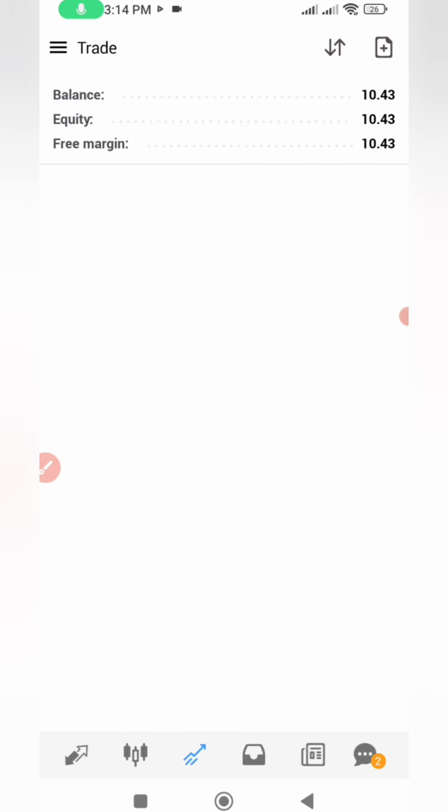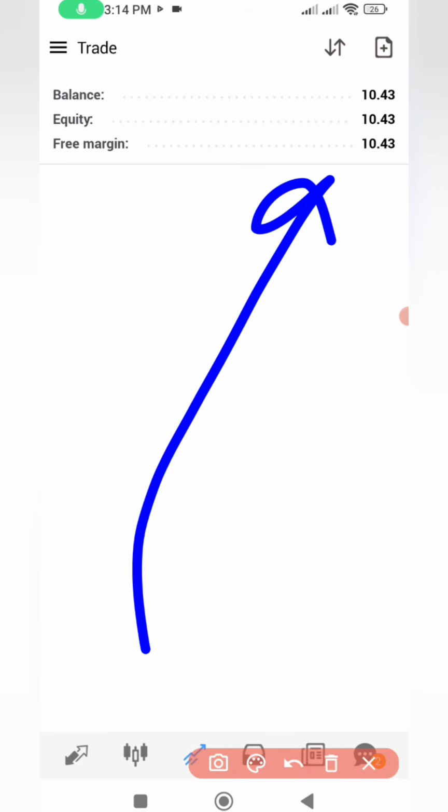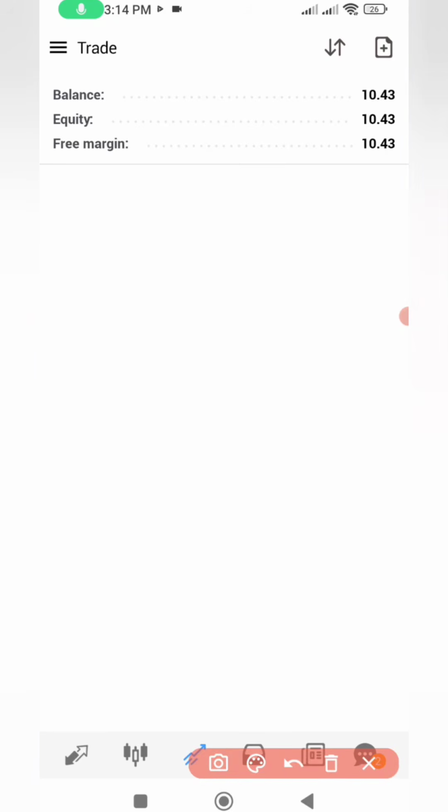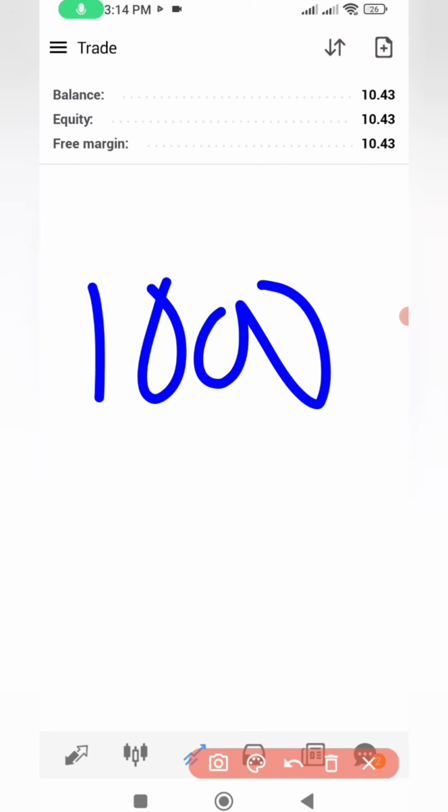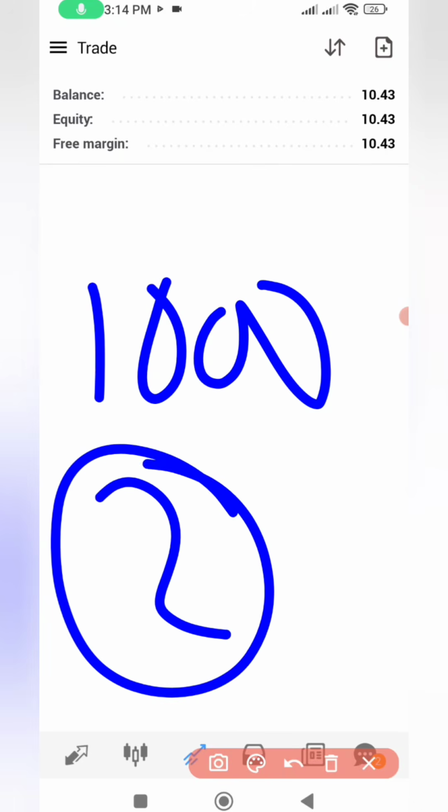We are not playing today, we are just entering and exiting very, very quickly. Now our trading account is at $10.43, and remember our goal is to make around $1,000 from just a $2 account.